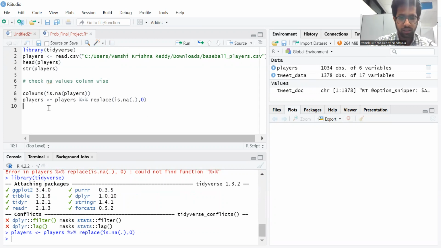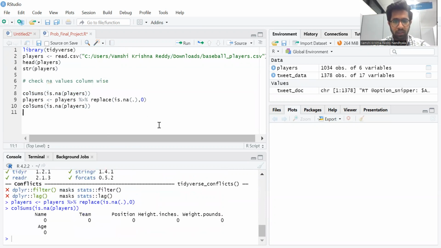And now let us check colSums of players so that we can know whether any more NA values are present in the data set or not. So see, clearly you could see the 0 over here. Earlier it used to be 1. So this operation has performed the removal of NA value and replacement with 0.